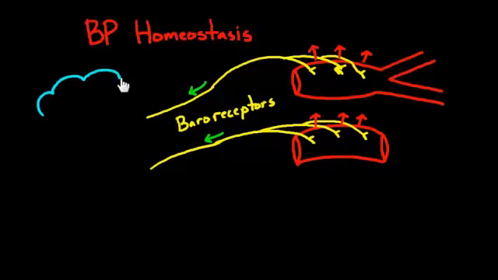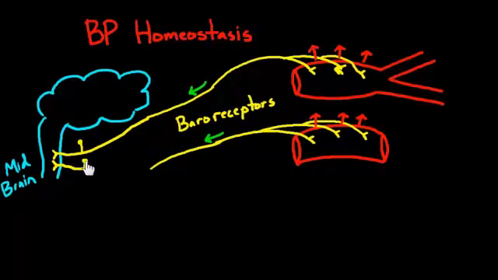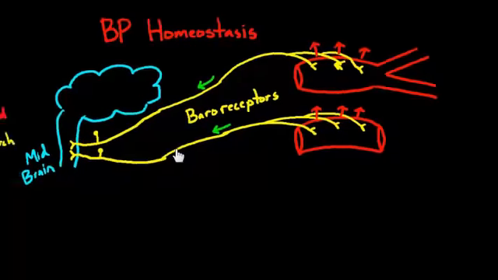So if this is the brain, let's say, and you have here your midbrain, these nerve endings are going to go here and communicate information about how much stretch is happening in those vessels. Now we know that the more pressure is in the vessel, the more it's going to stretch. So follow with me in a little example.